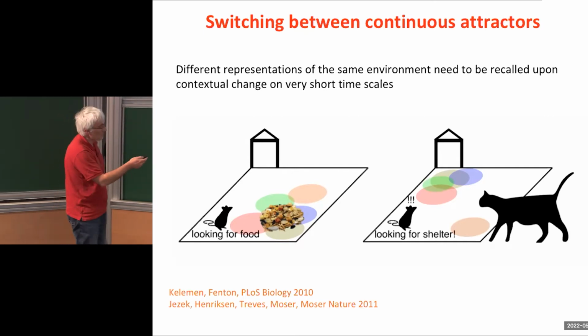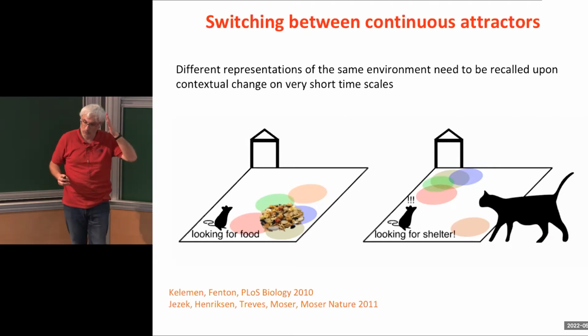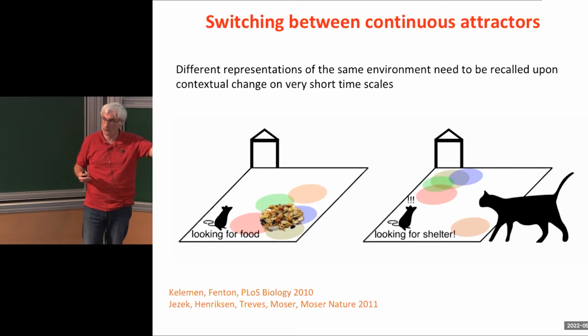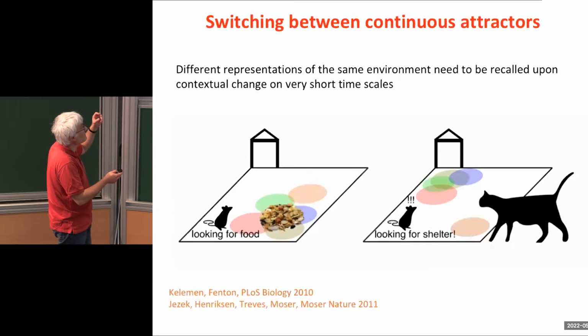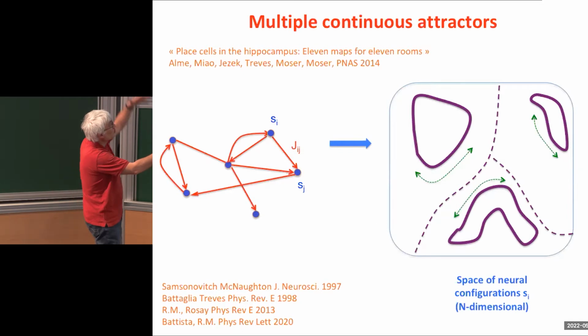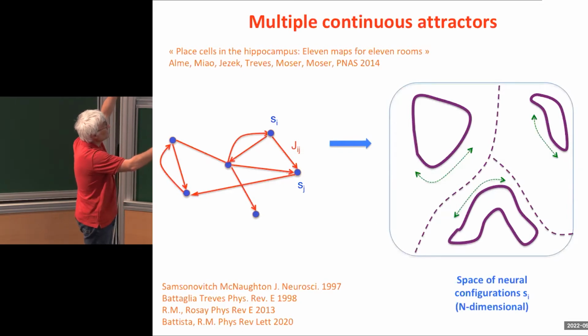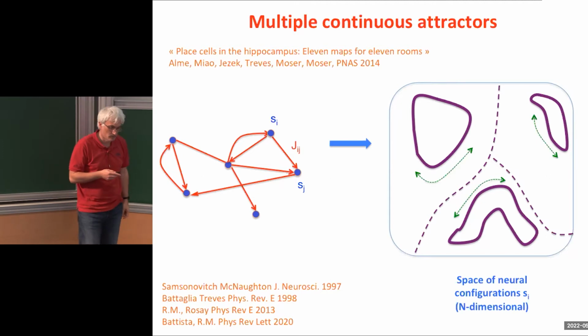But suddenly, if the context changes and you have a predator, what matters is not food but the shelter. And the shift from one representation to the other should take place very quickly. So in this space, depending on the contextual information, one should be able to move the activity configuration very quickly from one attractor to another. And this will have consequences on the behavior of the animal.